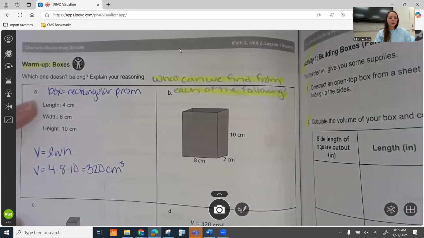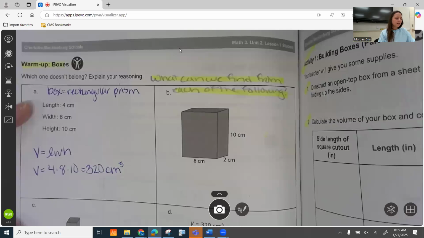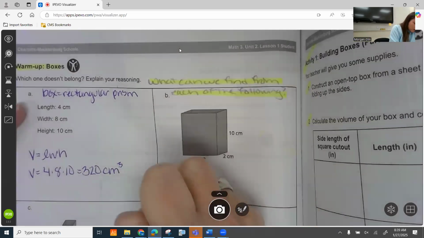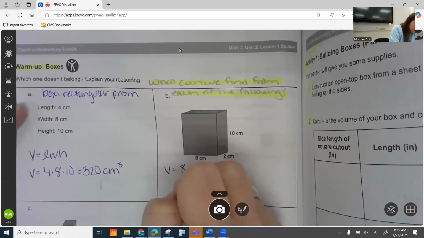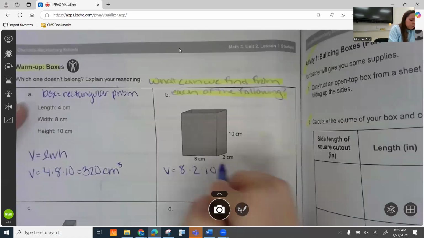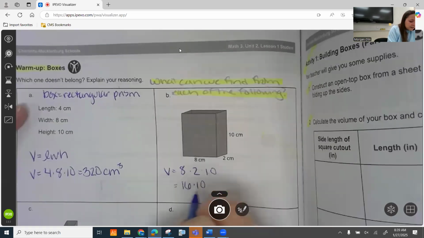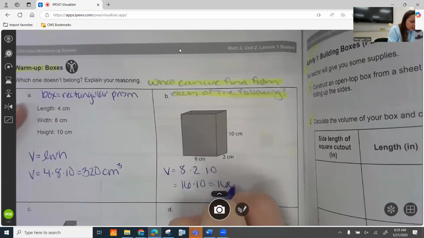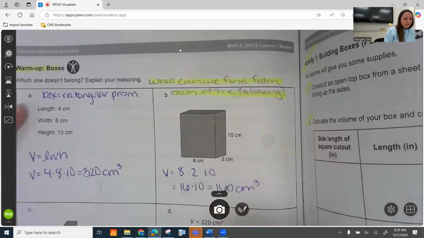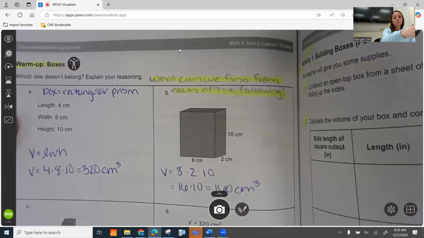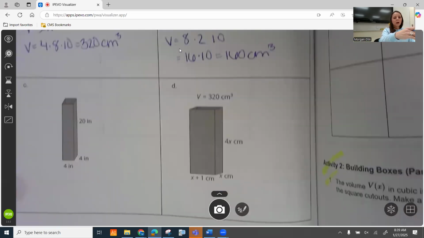All right, so here we could also find the same thing, except this time they gave us a picture. So the volume is 8 times 2 times 10. Some of you should be able to do this in your head. 8 times 2 is 16. And then 16 times 10 is just 160. So centimeters cubed, again, because this is in centimeters and our dimensions are cubed when we talk about volume.